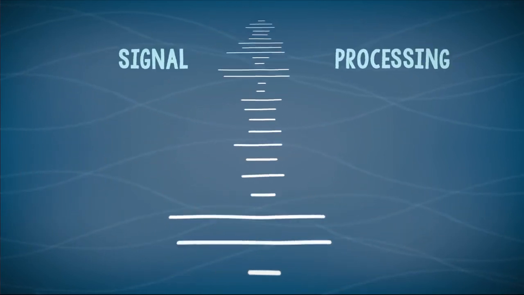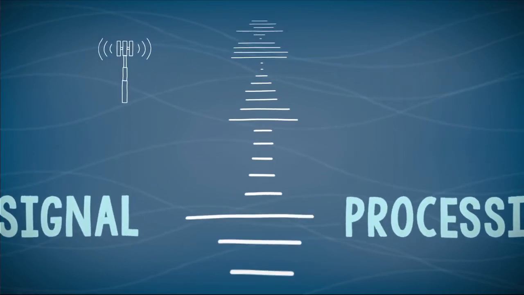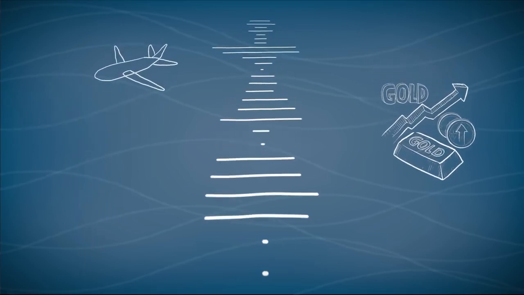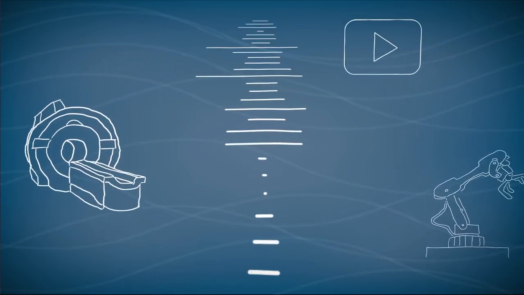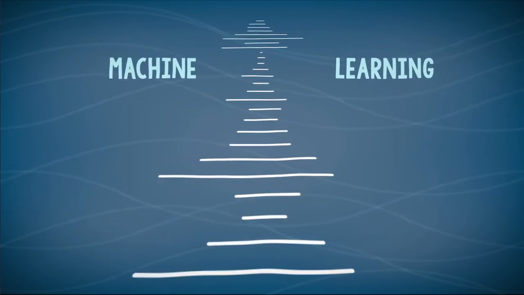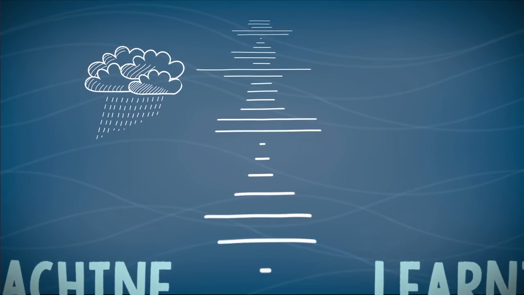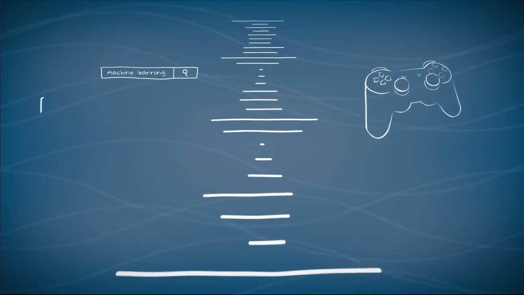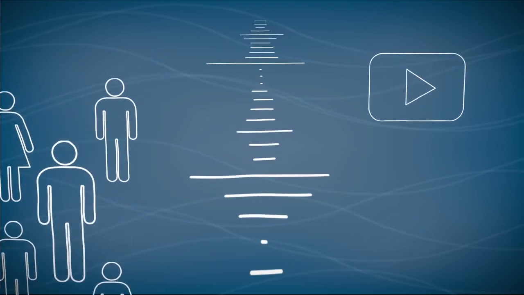Signal processing is prevalent in thousands of human tools, like cellular communications, financial markets, aviation, radar, medical imaging, robotics, and digital videos. Machine learning is prevalent in a large number of prediction problems, like weather forecasting, games, search engines, traffic patterns, social networks, and recommending movies you'd like to watch or books you'd like to read.